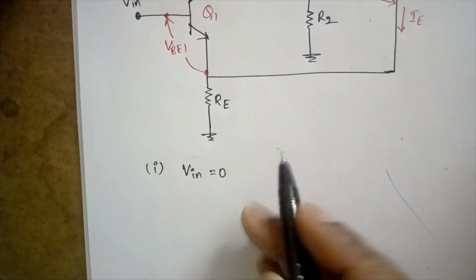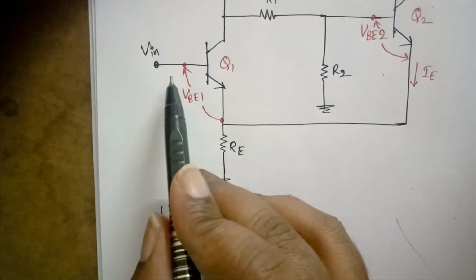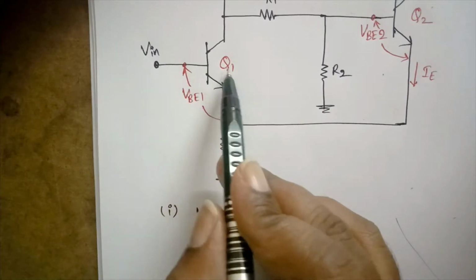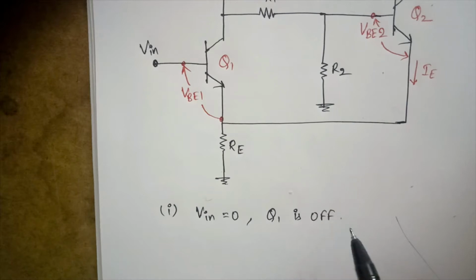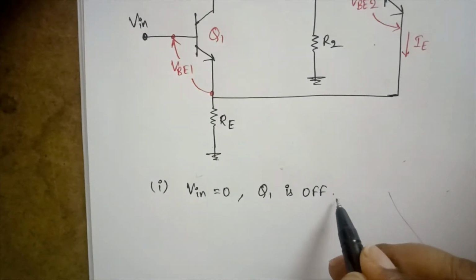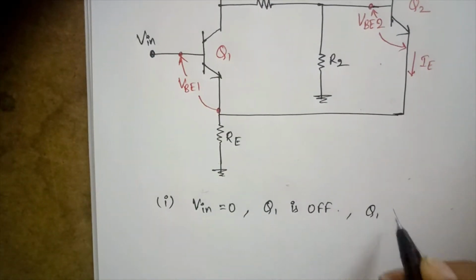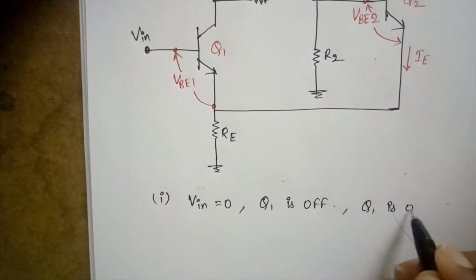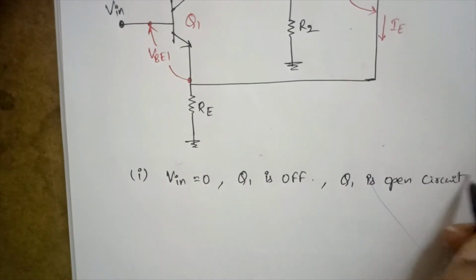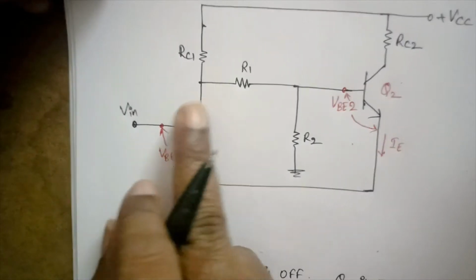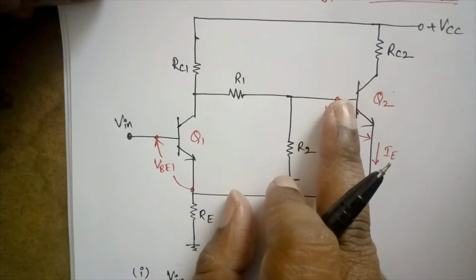When Vin is 0, obviously the base voltage is 0, so Q1 is off. When Q1 is off, it acts as an open circuit. Now, if you observe, if Q1 is open circuited, then VCC is applied to the base of Q2.